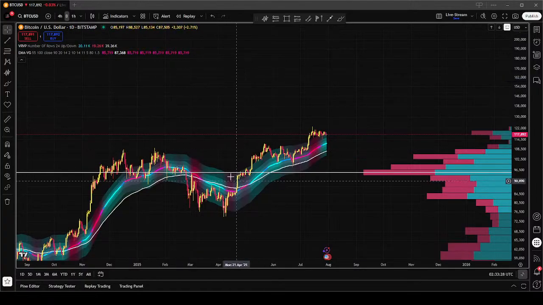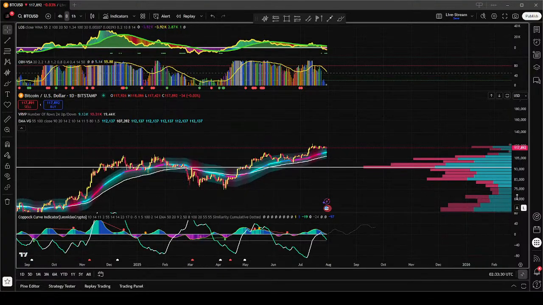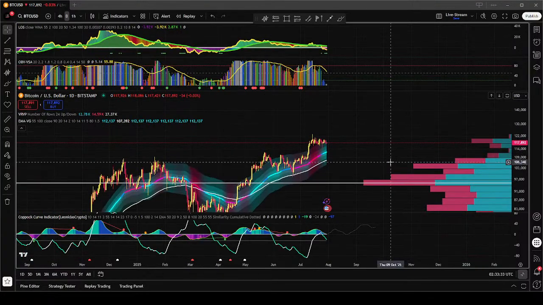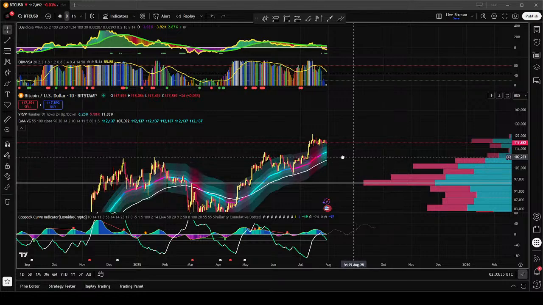This indicator is free, it's open source. You can actually use it if you want. Just search in my profile in my scripts and you can use it.